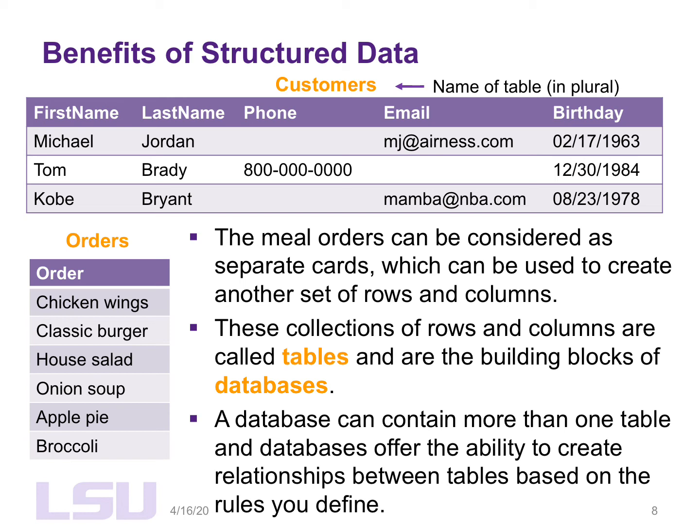And a database can contain more than one table, which in this case we have just two tables, customers table, orders table. And databases offer the ability to create relationships between tables based on the rules you define. So it's okay to have two tables, but they better be related, which is a concept in relational databases. We're going to relate these tables, right? We know these customers will make orders from this menu, basically. So we will encode that information in our database.